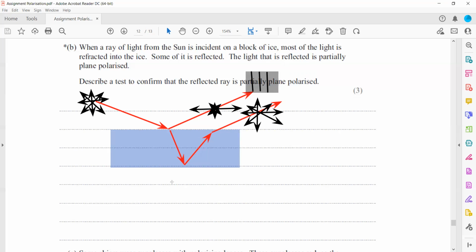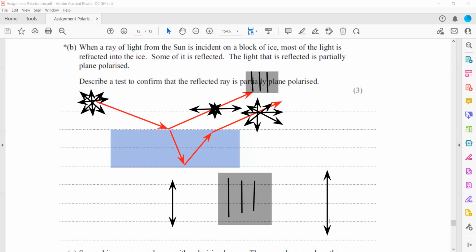light which is having only one component of vibration, what will happen if the polarizing filter is parallel to the plane of the polarized light? Then we will be able to observe the light. But when the polarizing filter's plane is perpendicular, then there will be no light.